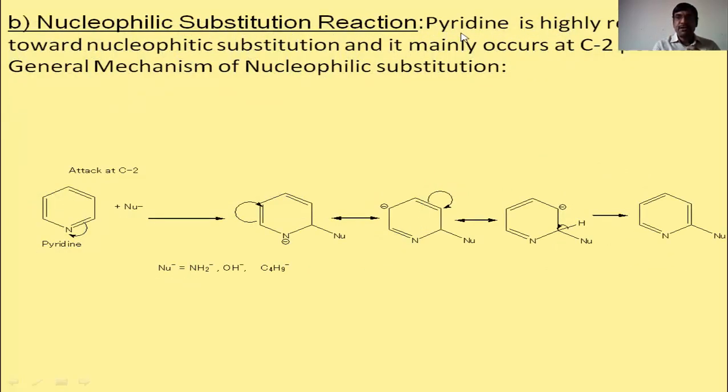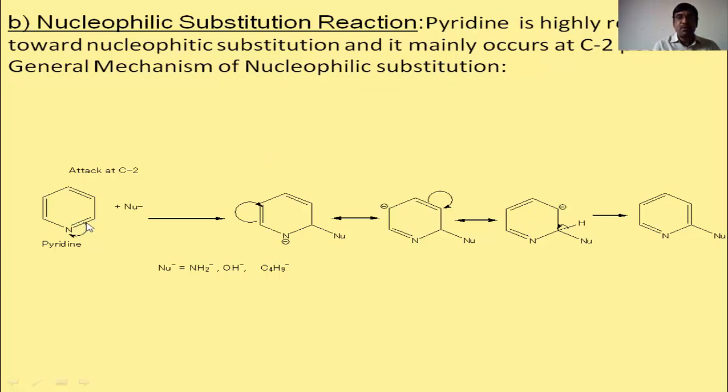Nucleophilic substitution reaction. Pyridine is highly reactive towards the nucleophilic substitution and it mainly occurs at 2 number position. The general mechanism of nucleophilic substitution reaction of the pyridine is as follows. This carbon, here a CH bond is present and here is nitrogen.